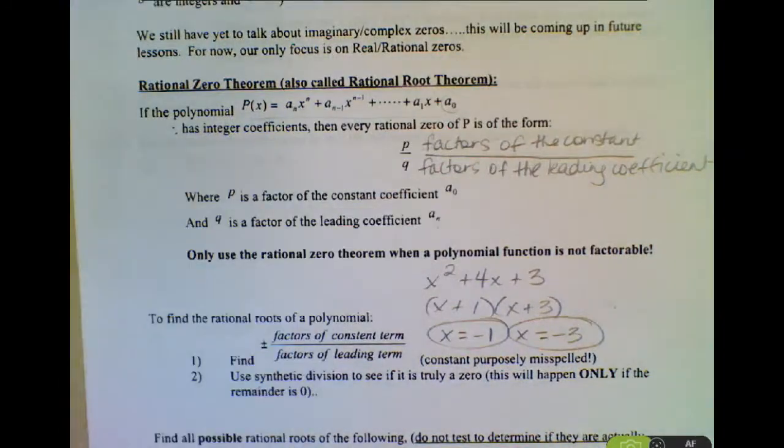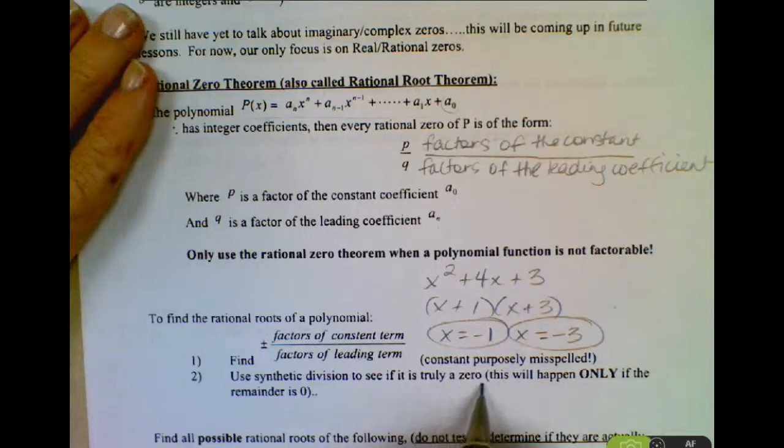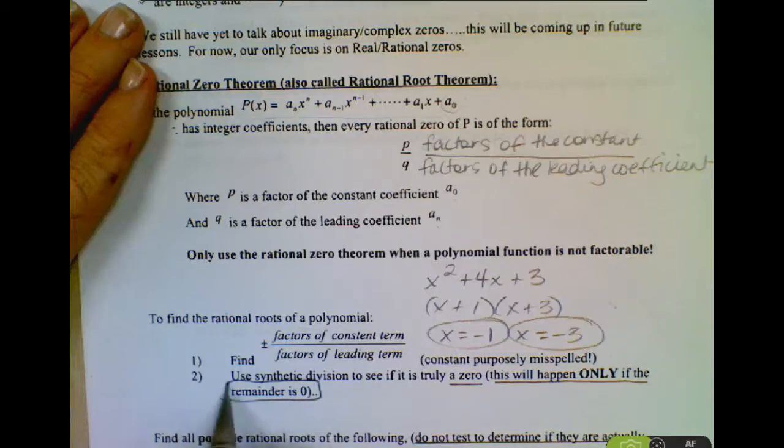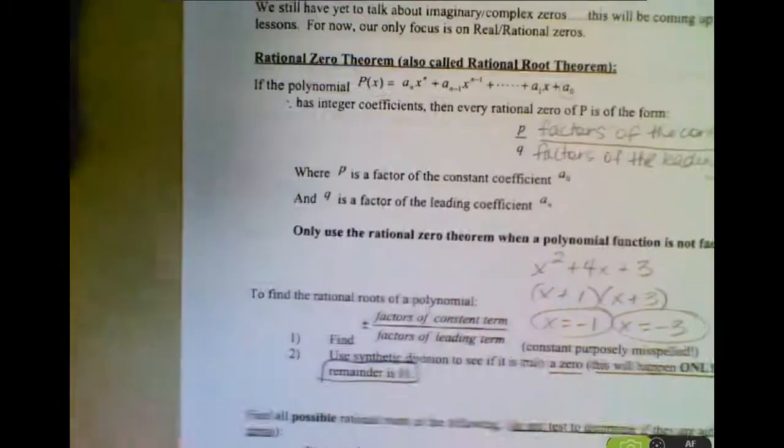The only time when that's not usable, when something's not factorable, then we're going to want to use the rational root theorem. Okay, so to find the rational roots of a polynomial, you're going to simply list out all of your possibilities, the factors of the constant term and the factors of the leading coefficient, and then we're going to use synthetic division to find out if it really is a 0. From doing our synthetic practice in class, you know that it is only a solution if the remainder is 0. Okay, that's what we're looking for.